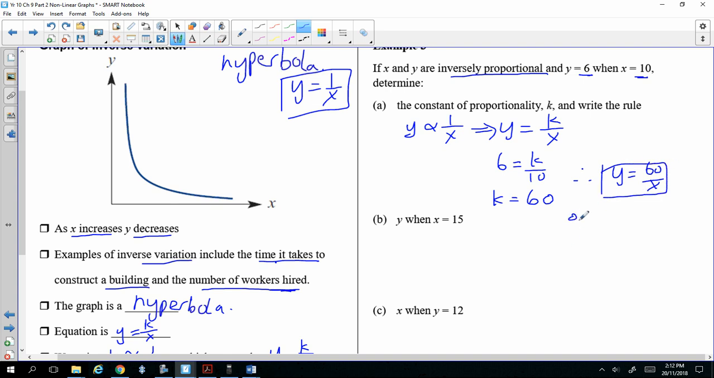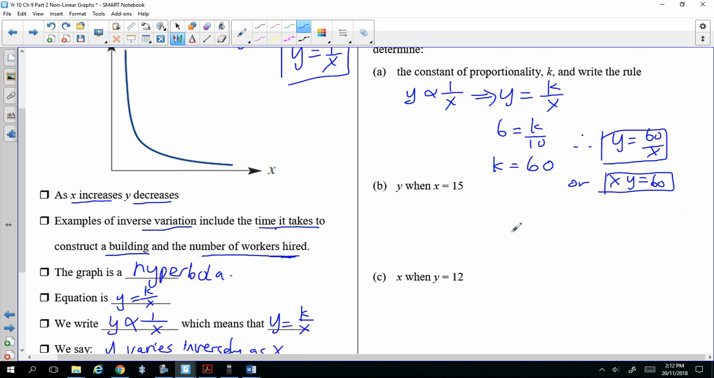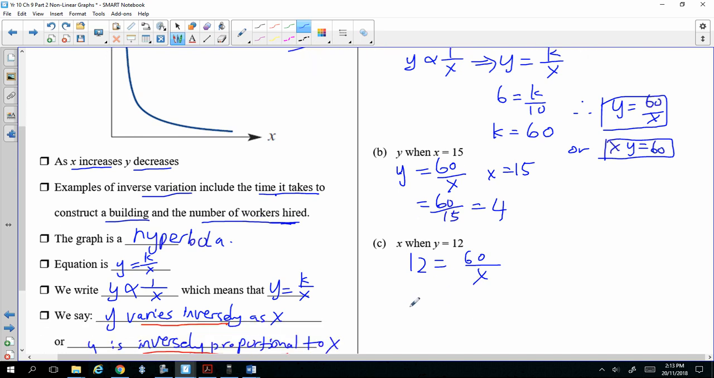So let's do the first one. Y equals 60 over x, and replace x by 15. So it goes 60 over 15. So that means y equals 4. Or when y is 12, you can work out what x is, right? So you multiply both sides by x. 12x equals 60, which means x is 60 over 12, which is 5.